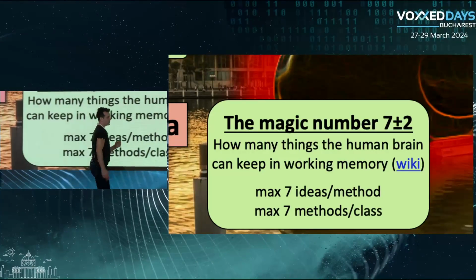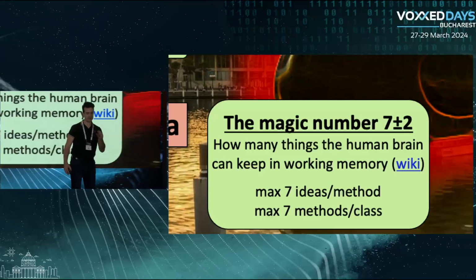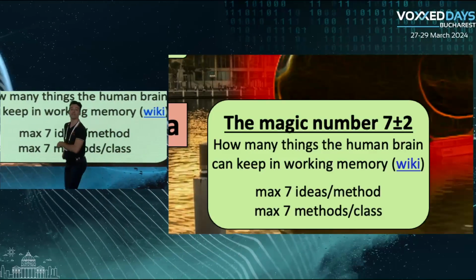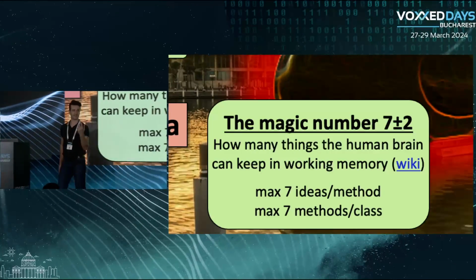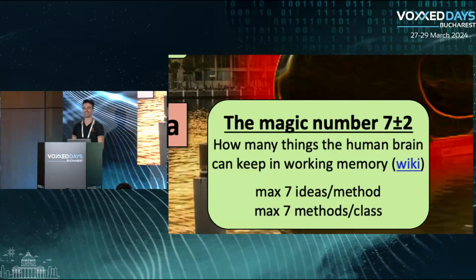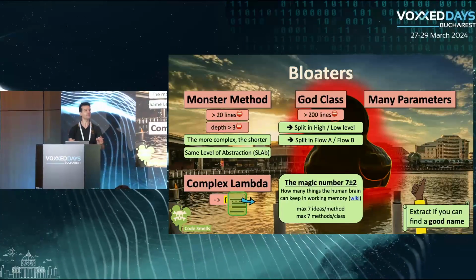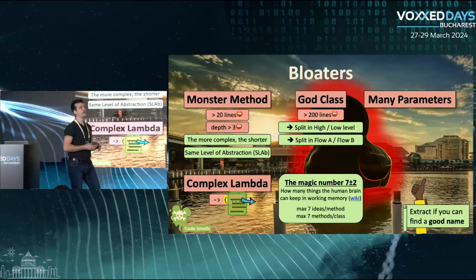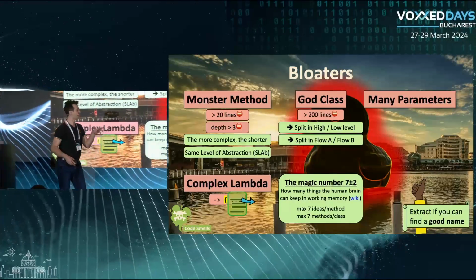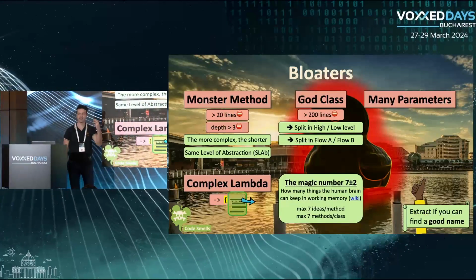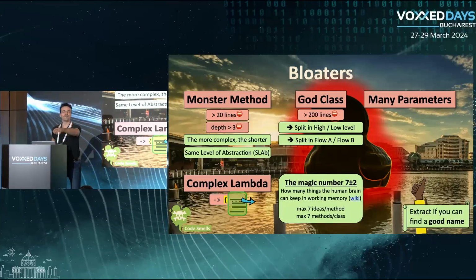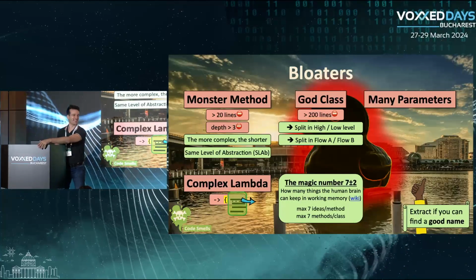So you want to allow maximum 7 tiny ideas per method, or maybe max 7 methods per class. I heard someone saying that once, right? The magic number 7 is super important. The amount of content that the brain can digest and keep in hot memory is the number of CPU registers that your brain has.